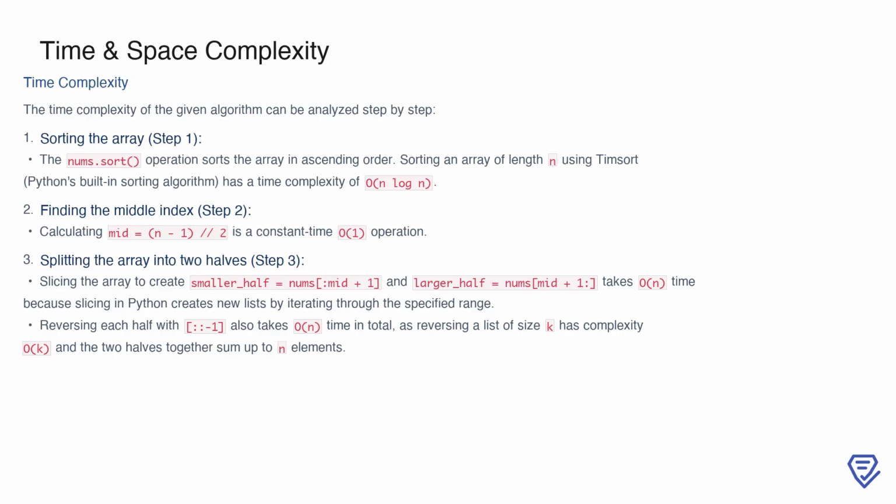First, sorting the array using Python's built-in timsort algorithm takes O(n log n), as this is the complexity for sorting an array of size n. Next, finding the middle index involves a simple calculation, which is an O(1) operation. After that, we split the array into two halves. Slicing the array to create smaller_half and larger_half involves iterating through the array, which takes O(n). Additionally, reversing each half also takes O(n) in total, as the sum of the sizes of the two halves is equal to n. These steps set the foundation for understanding the overall time complexity of the algorithm.